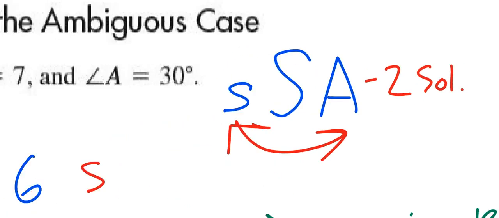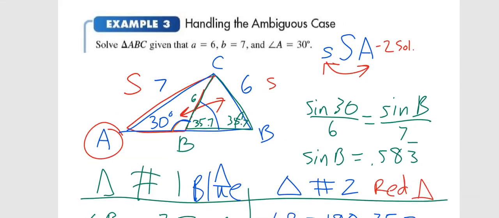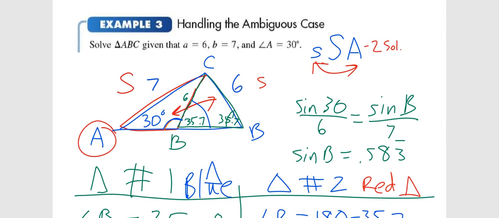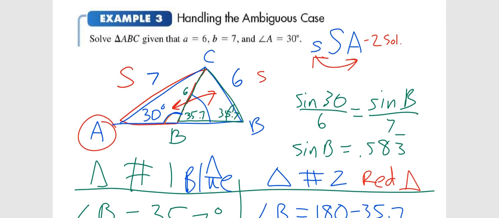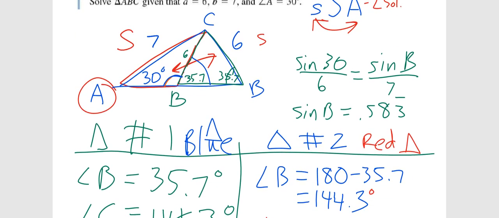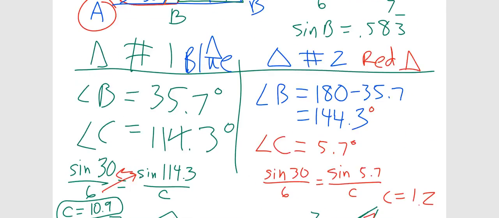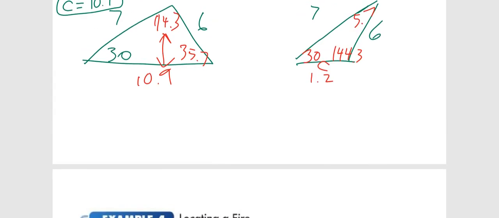That's that ambiguous case. There's only 2 triangles that it could possibly be. So you would have a larger triangle. That would be triangle number 1. And then inside of that would be the smaller version of it. Basically, you're cutting off that isosceles triangle on the end part.